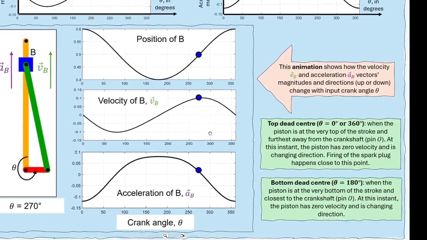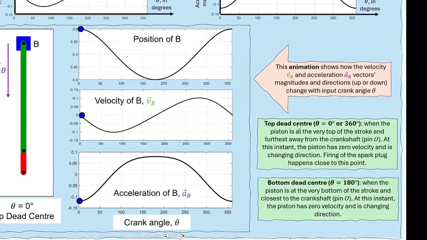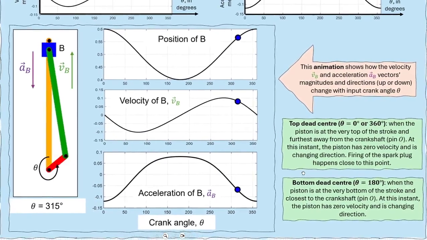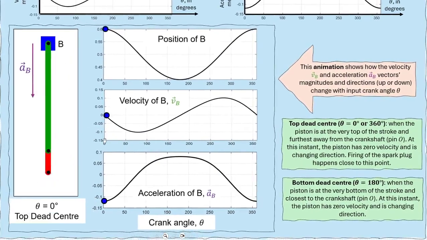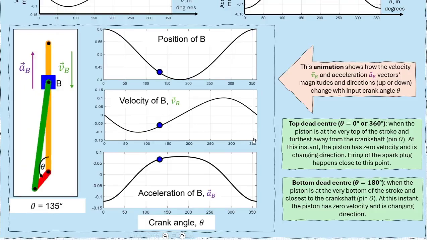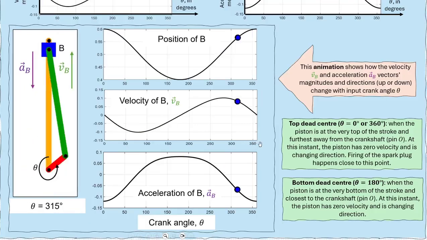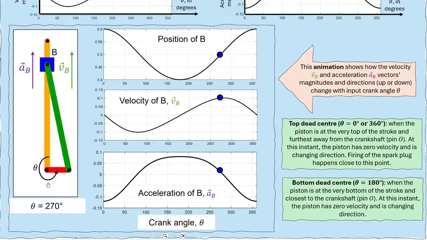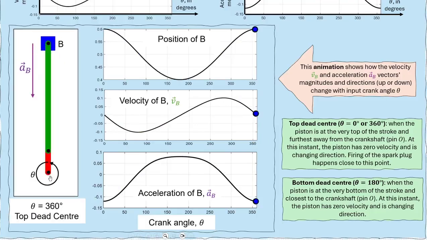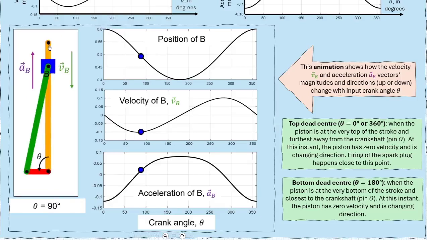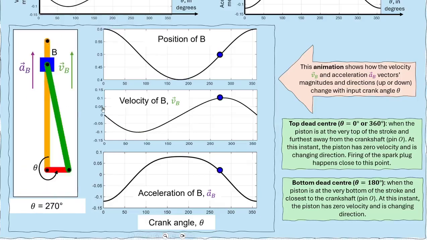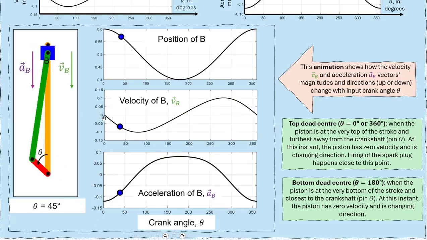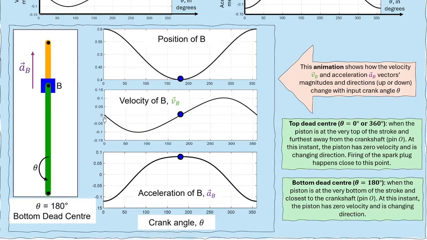There are two positions that are of interest to us, including the top dead center and the bottom dead center. The top dead center occurs when theta is equal to 0 or 360 degrees, and it occurs when the piston is at the very top of its stroke and is the furthest away from the crankshaft or pin O. At this instant, the velocity of the pin is 0 and it is busy changing direction. The firing of the spark plug, which causes exploding gases, happens very close to that point.